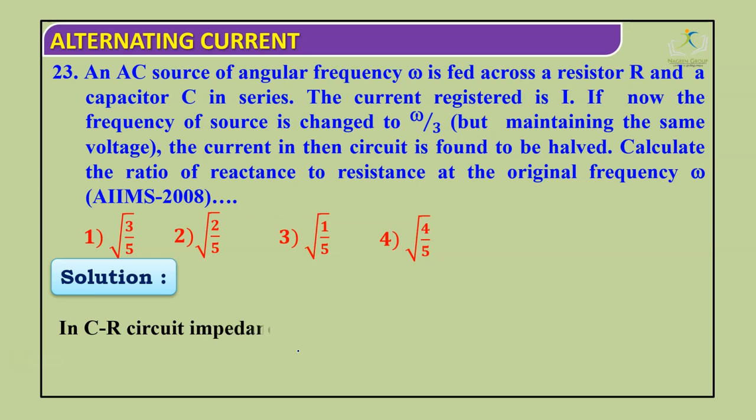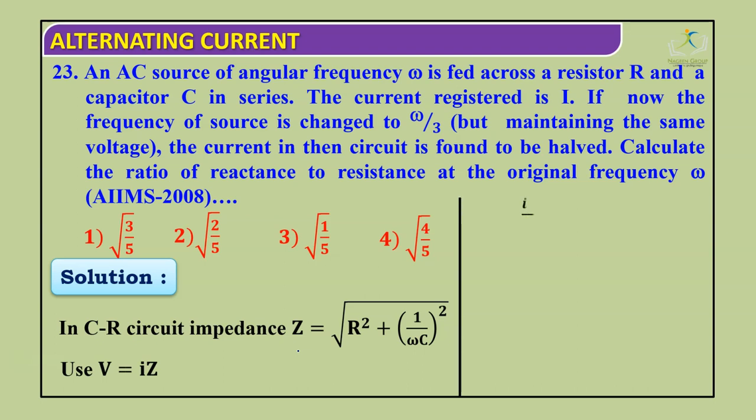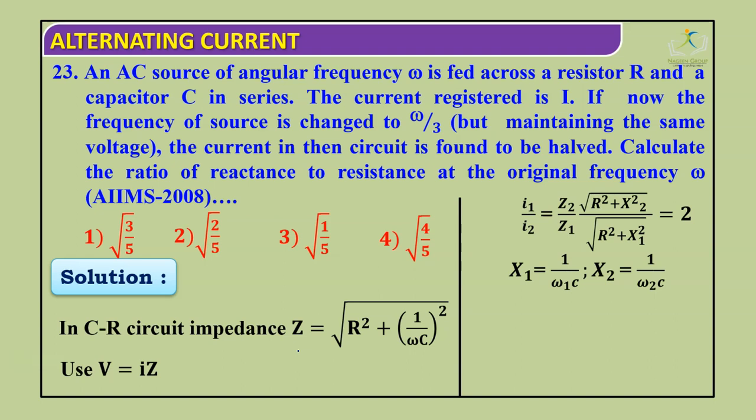Solution we have: in an CR circuit, impedance Z equals, we know, under root R square plus (1 by omega C) whole square. So what we are using is V equals IZ. After putting all these values, we get X1 equals 1 by omega 1 C and X2 equals 1 by omega 2 C, and the ratio of I1 by I2 equals 2 also. So X1 by X2 equals 3, so X2 equals X1 by 3.